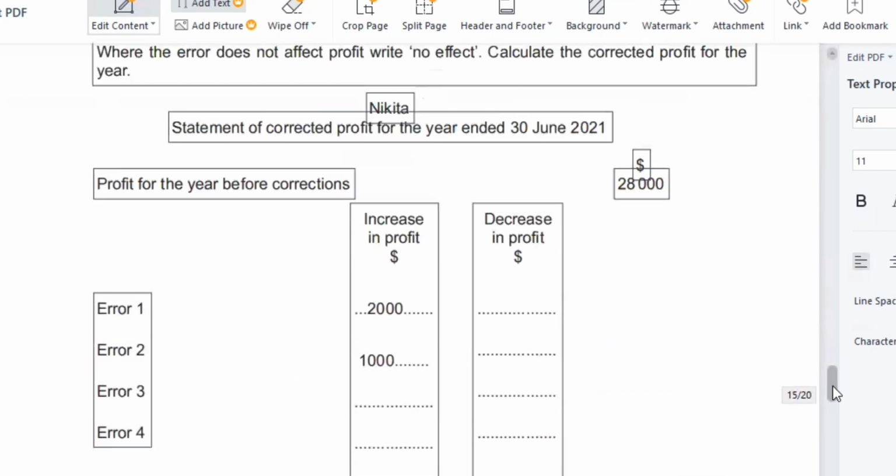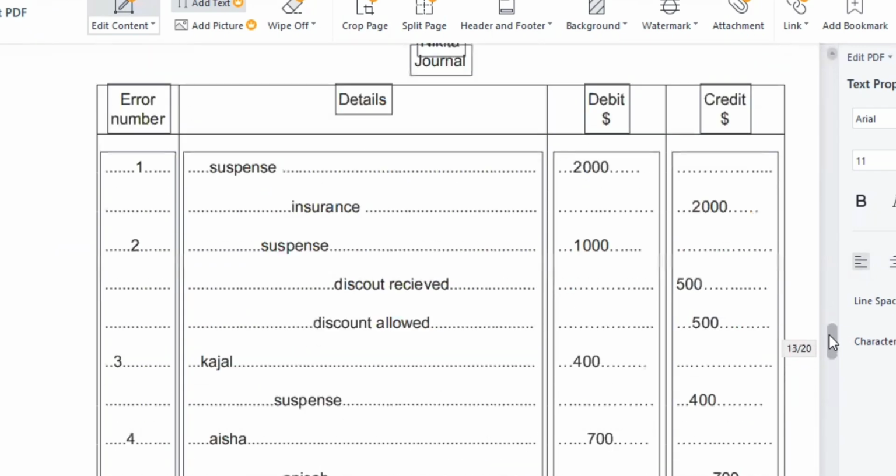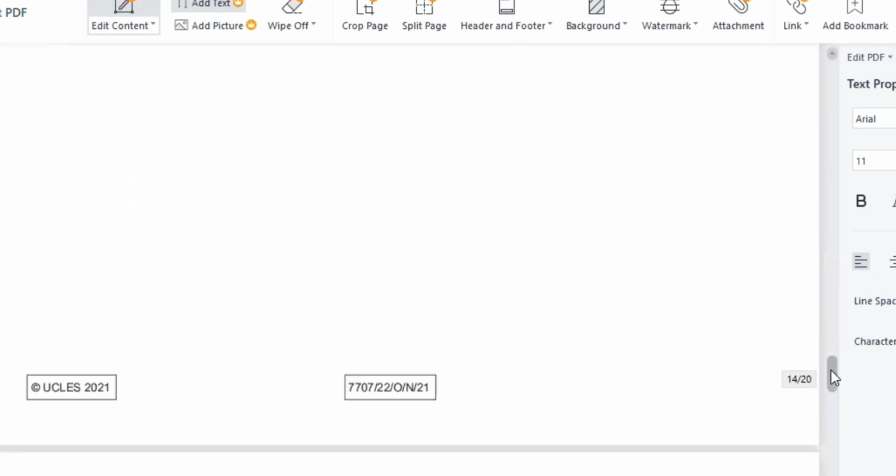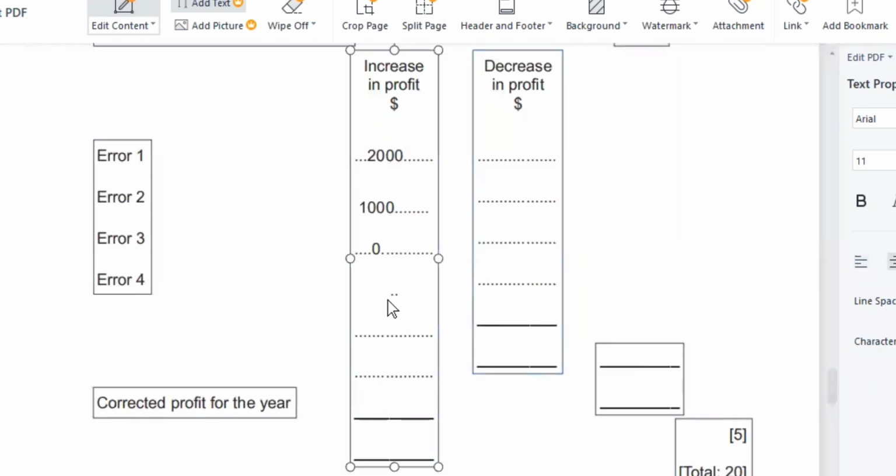So error 4 will have 0 or nil effect. Okay, then we have error 4, that is a check of 700 received from Anisa had been incorrectly entered in the cash book but credited to Anisha's account. As 700 in the bank is correctly entered, and the Anisa trade payables do not come in the profit and loss. Neither the cash nor the trade receivable comes under the profit and loss, so it will have 0 or nil effect on the profit and loss.